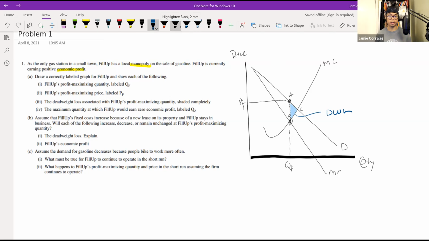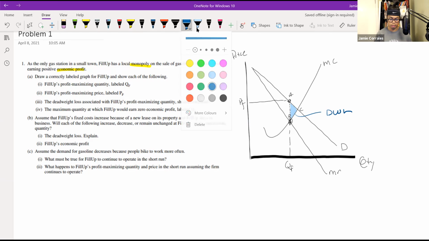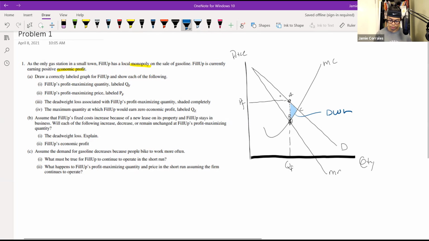The other part to this question is positive economic profit. That depends on where your ATC is located. We have to make sure the ATC is below the price. So I'll show you an example. Let's use blue to draw the ATC. There you go, ATC.